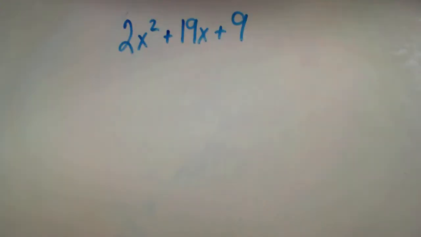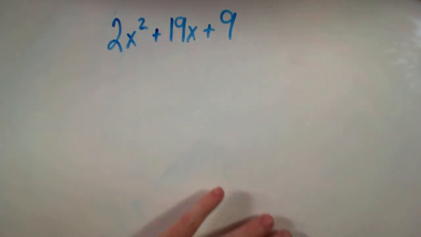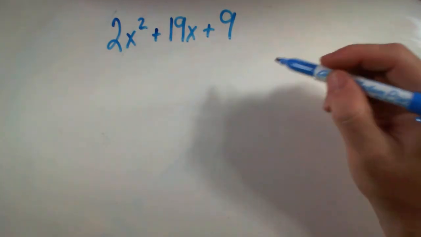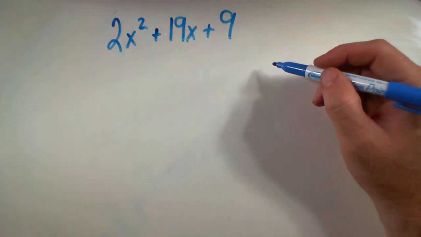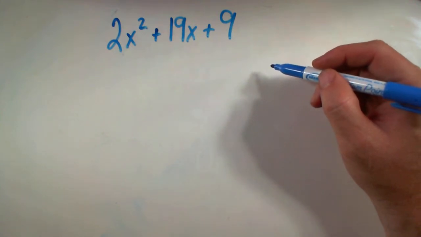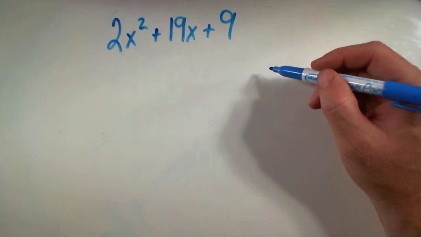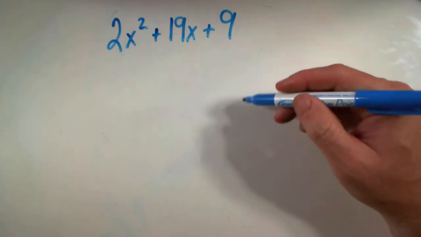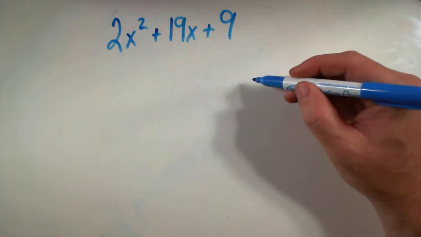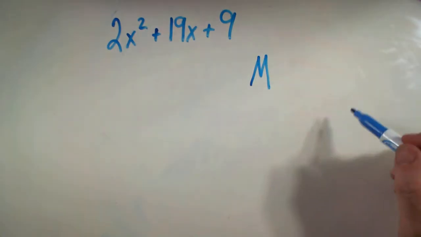Let's do an example. So we have 2x squared plus 19x plus 9. The number out in front is not a 1. So we have to do some method to work with this. So as we said, in the my father drinks Red Bull alliteration, M is for multiply, right?